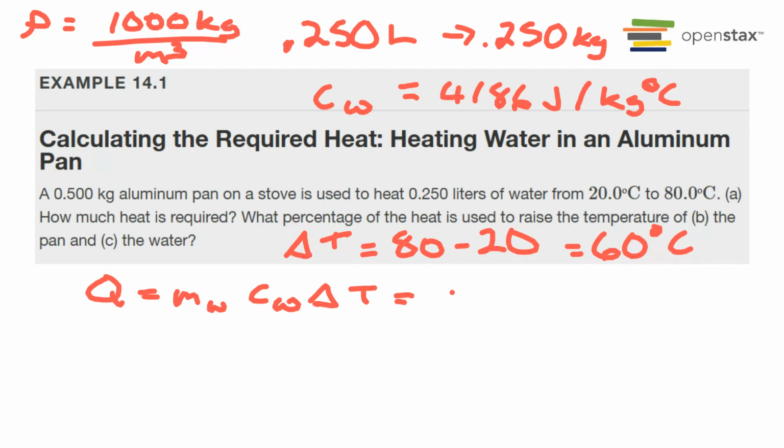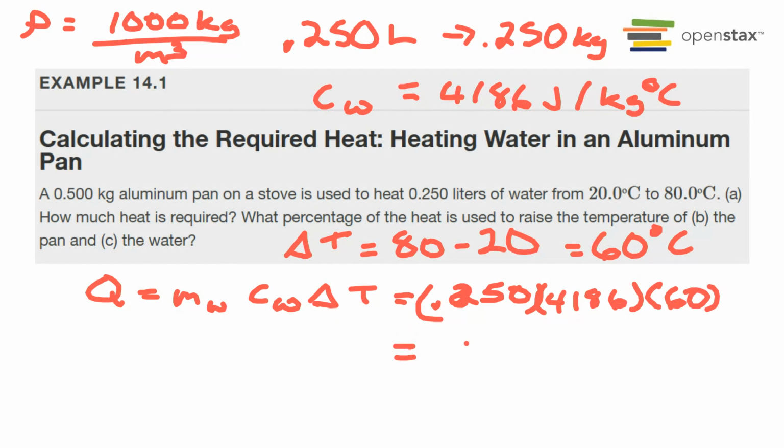So when I plug this in, I'm going to have 0.25 times 4,186 times 60, the change in temperature. And then that gives you about 62.8 kilojoules. Okay, so that's for the water.